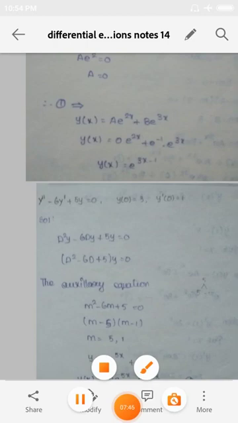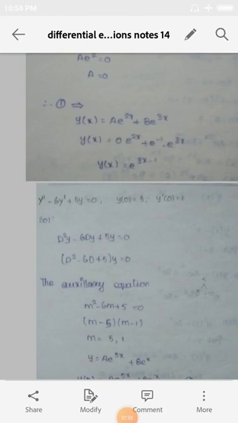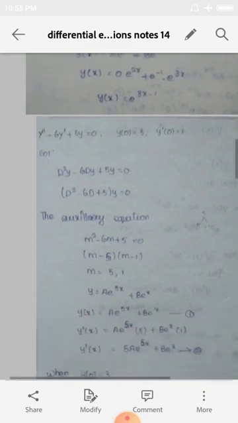Similarly, the same procedure for the second problem: y'' - 6y' + 5y = 0. What is the condition given? y(0) = 3 and y'(0) = 1. So this is the condition given.